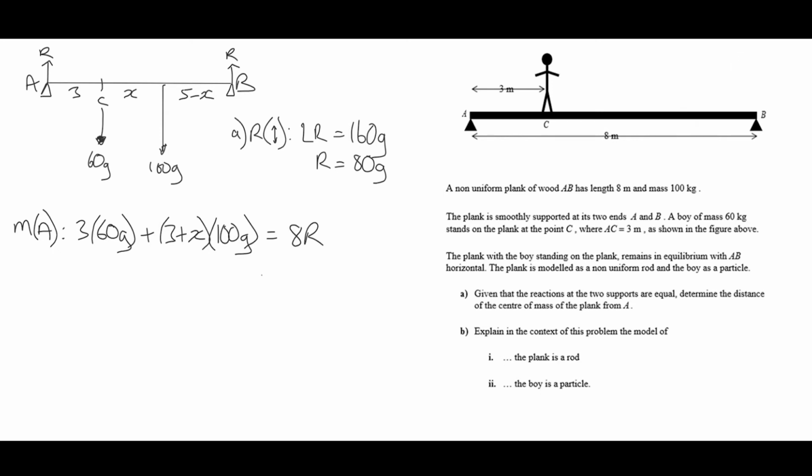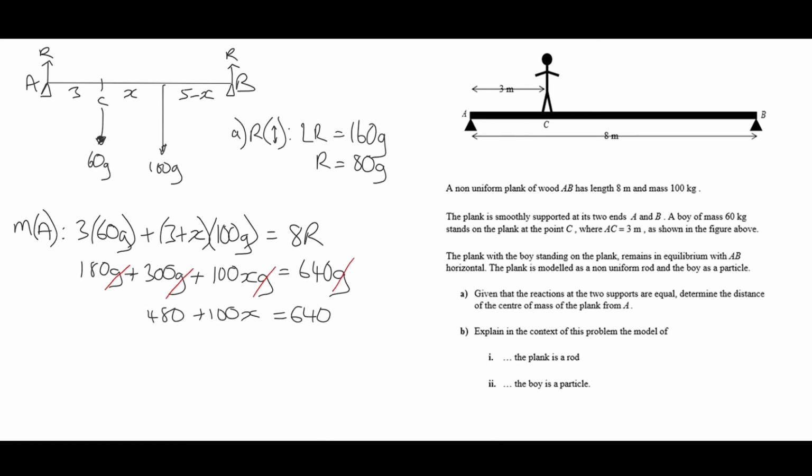We do know the value of R. I'll substitute that in on the next line. So just tidying up here, we get 180G plus 300G plus 100XG equals 640G. So first off, we see that the G's can cancel here. They appear in every single term. And tidying up, we get an equation in terms of X, and X equals 1.6 meters.